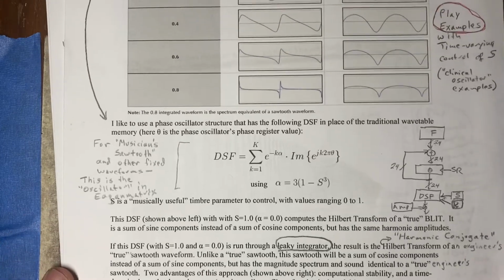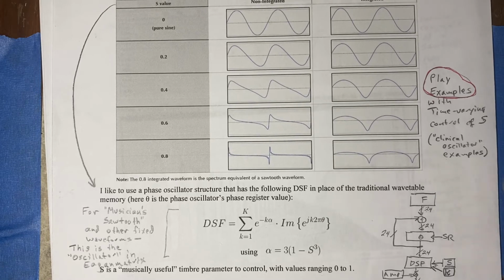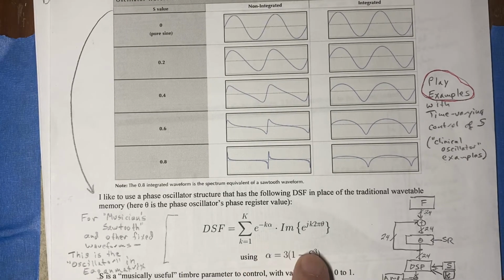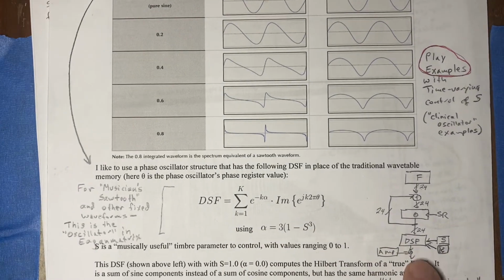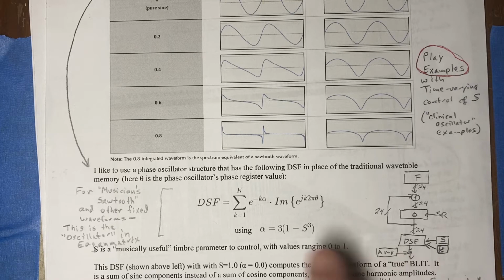I want to show you some examples of the Eagan matrix playing with time-varying control of S. So it's this formula here. It's just a digital summation formula instead of a wavetable. And it can be time-varying, of course, because you can vary S, as you know. And I just want to play you some examples because it sounds quite impressive.